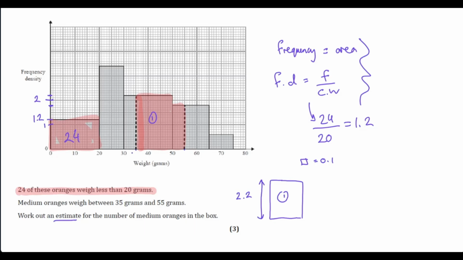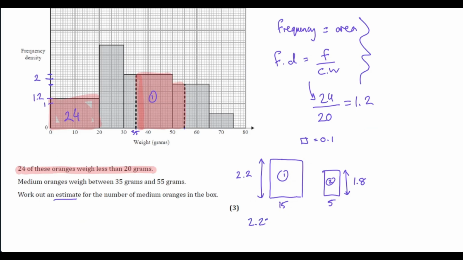And we know the class width is between 35 and 50, so that's 15. Let's do box 2 as well, so there's a slightly smaller box. Class width is 5. And the height is at this point here, which is 1.8. And all we do then is just times these together, because this will be our area, because as you can see, it's essentially a rectangle.